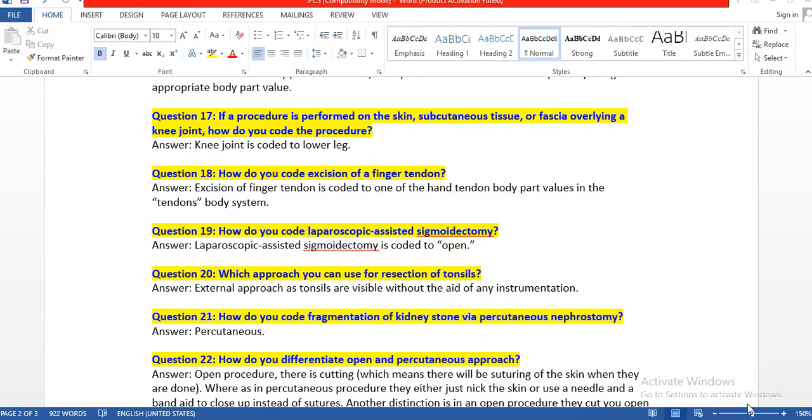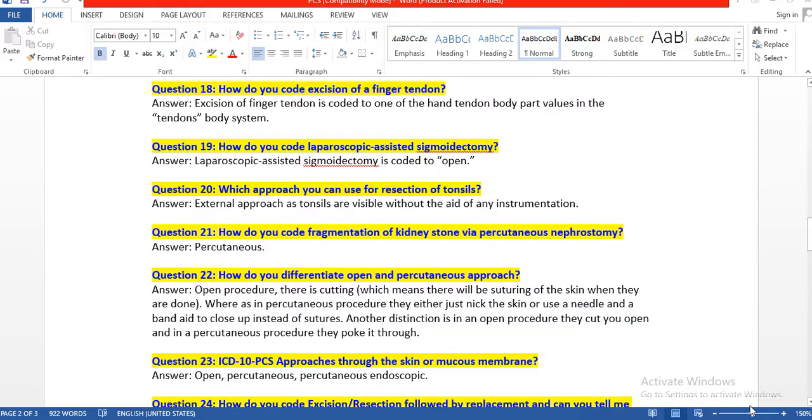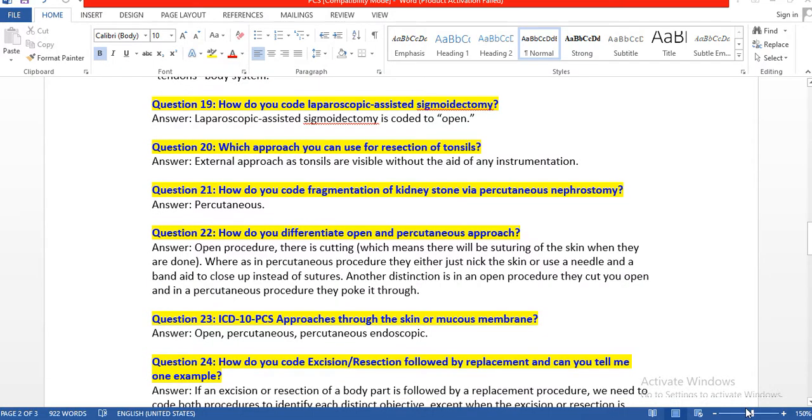Question 17. If a procedure is performed on the skin, subcutaneous tissue, or fascia overlying a knee joint, how do you code the procedure? Answer. Knee joint is coded to the lower leg as it is in the lower body part. Question 18. How do you code excision of a finger tendon? Answer. Excision of finger tendon is coded to one of the hand tendon body part values in the tendon's body system.